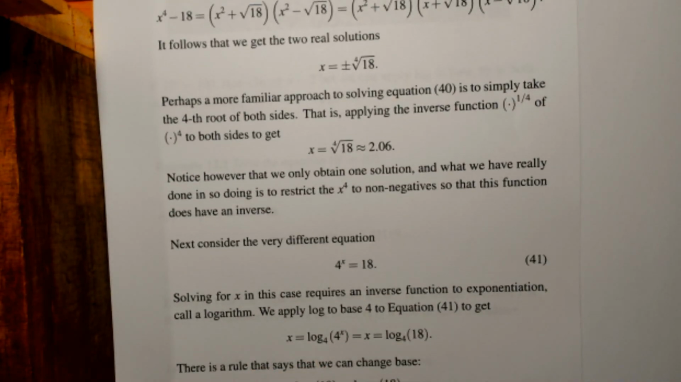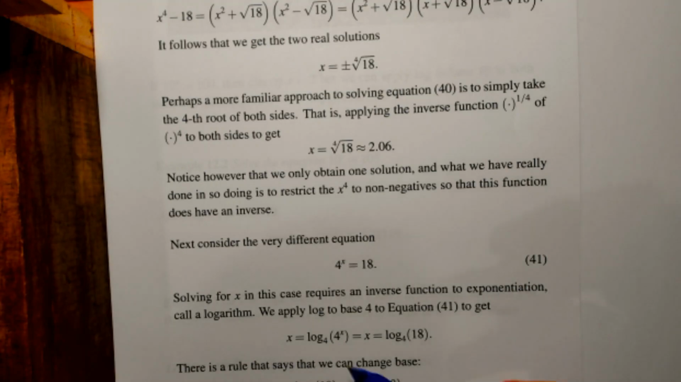So next let's have a look at the equation 4 to the power of x is equal to 18. Now solving for x in this case requires the inverse function to exponentiation, and that's called a logarithm. We apply log to base 4 of that equation, and so we get x is equal to log to base 4 of 4 to the power of x.